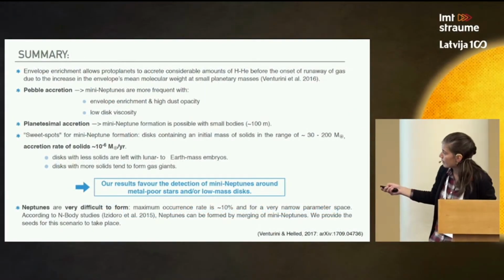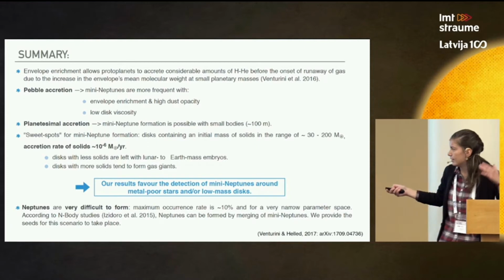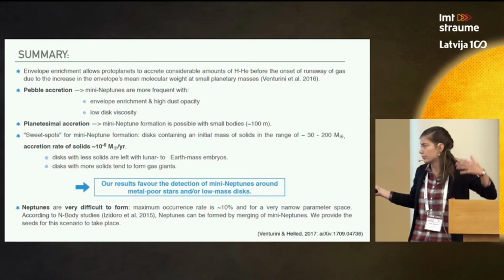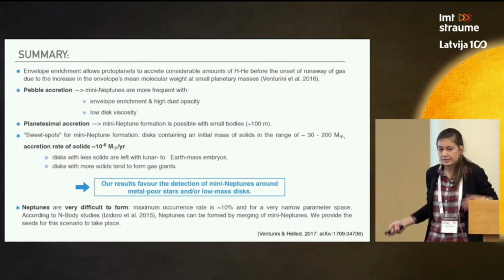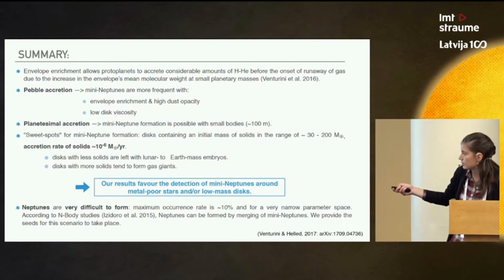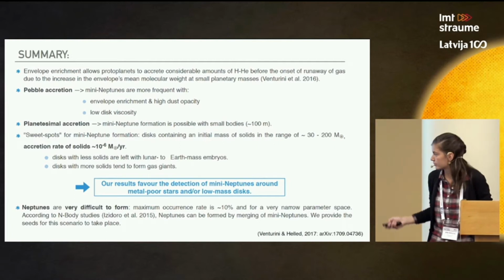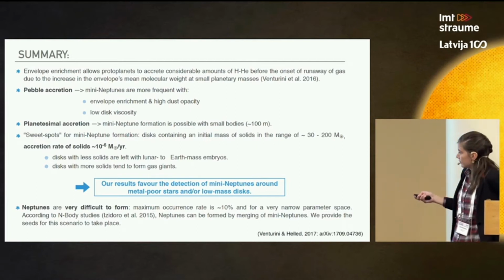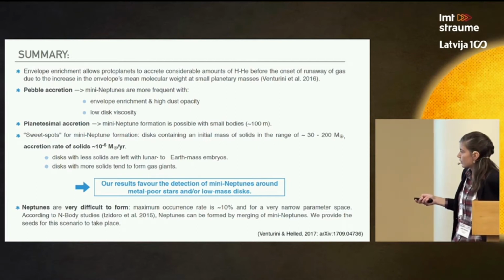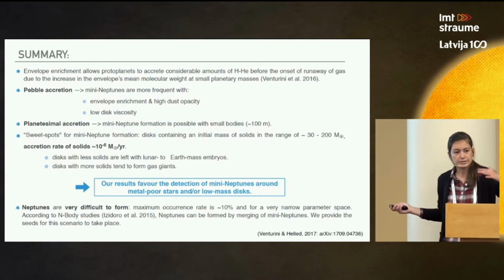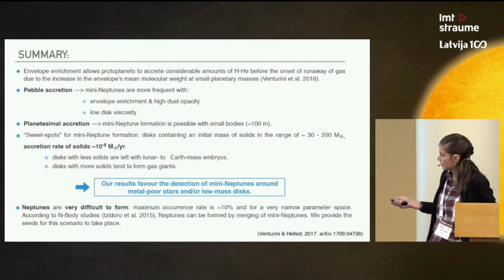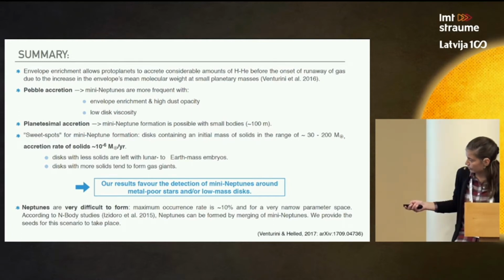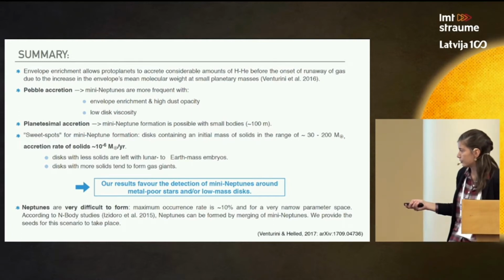If the disks have fewer solids, then the planet doesn't really grow, and we are left with lunar to Earth-mass embryos. And if the disk is much more massive, then it's more likely to form gas giants. Our results favor the detection of mini-Neptunes around metal-poor stars and/or low-mass disks, because we don't need too many solids, otherwise we form gas giants. And finally, as a corollary, I also found that Neptunes are very difficult to form.